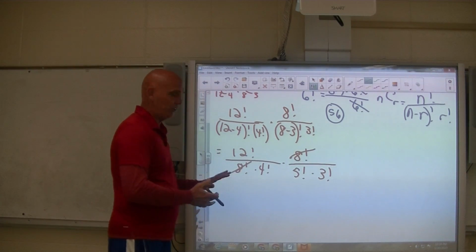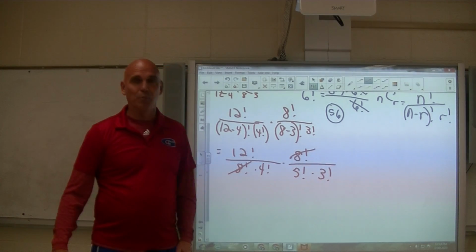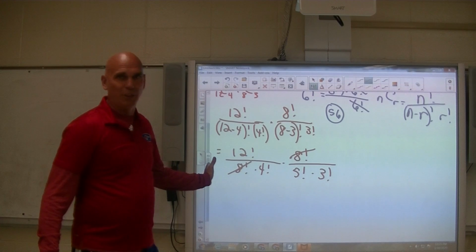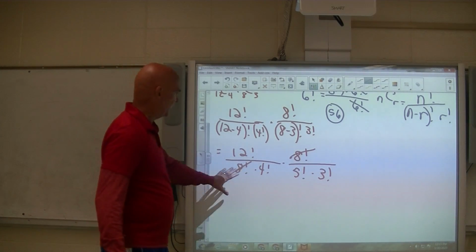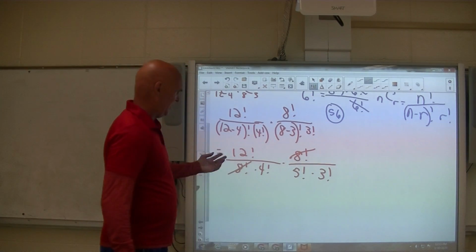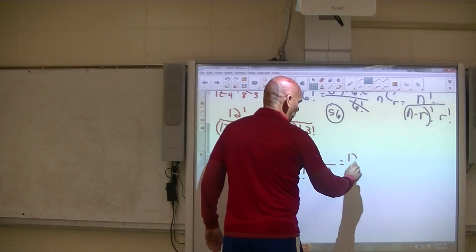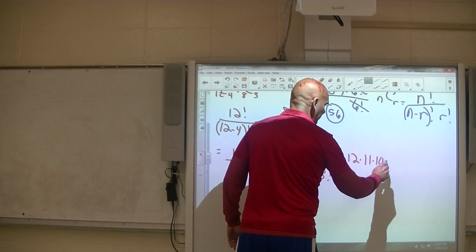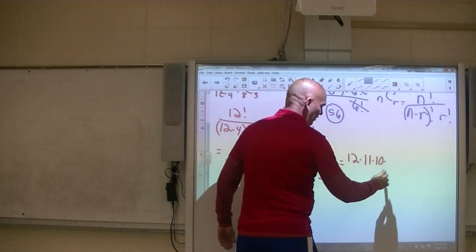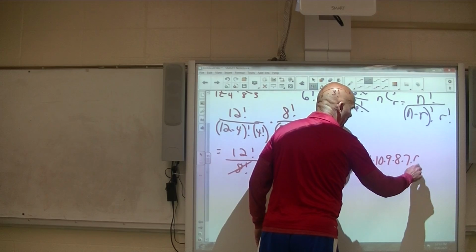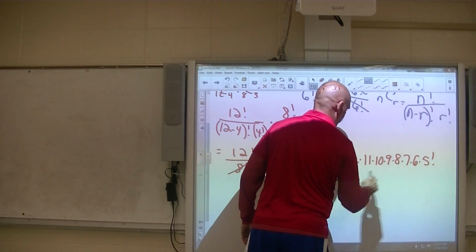They don't have to be right over each other. It's all multiplied together, the way you multiply fractions, right? Numerator times numerator, denominator times denominator. You multiply straight across, and so you can divide out anything over here with this over here. And now I'm looking for an easy way to simplify this, and I don't see it. So I'm going to go 12 times 11 times 10, I'm going to go all the way down to 5, I guess, times 9 times 8 times 7 times 6 times 5 factorial.